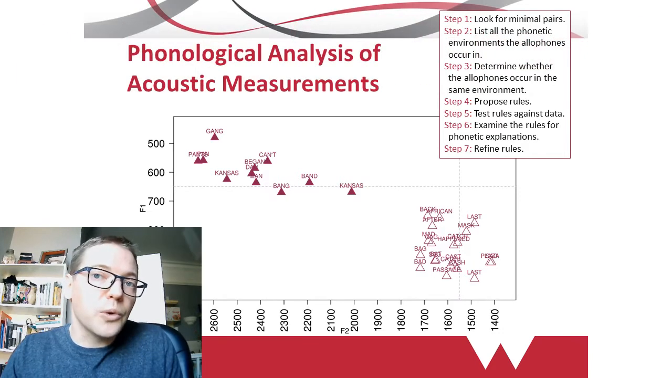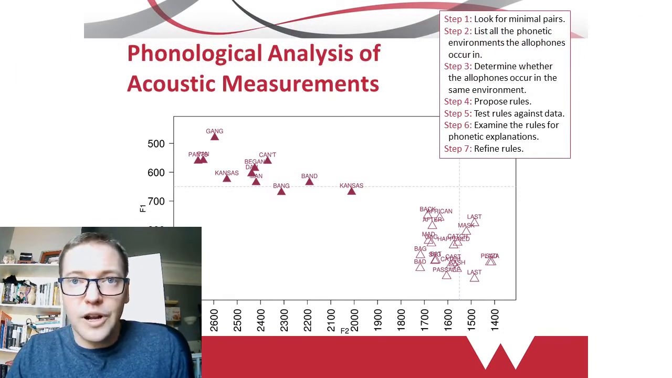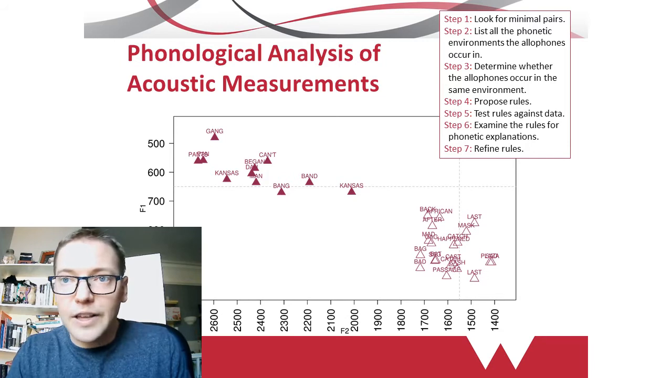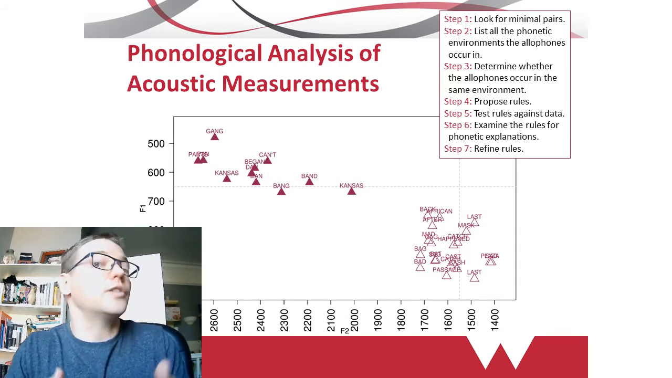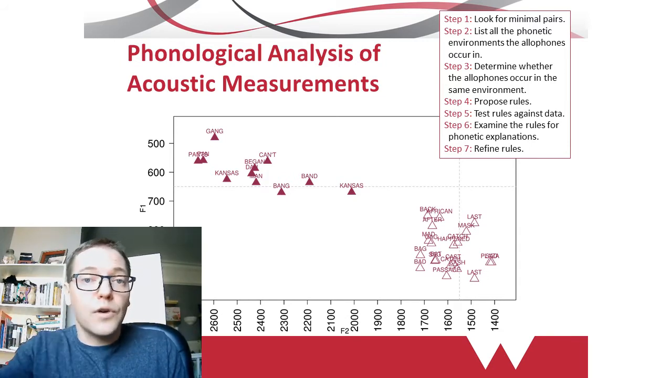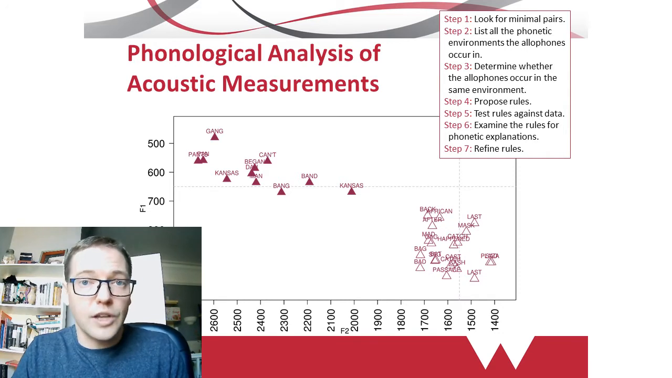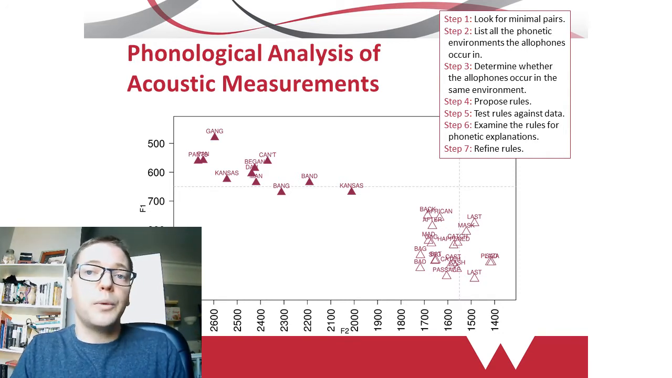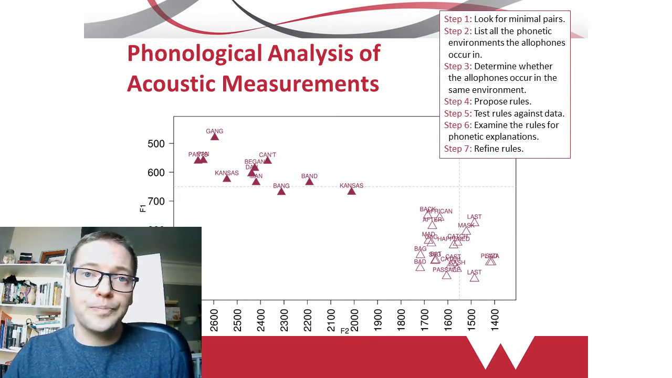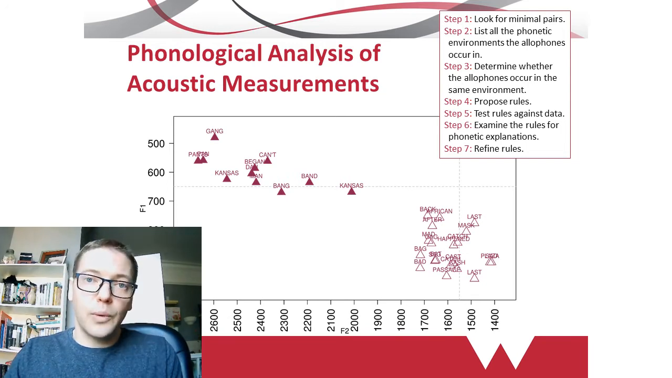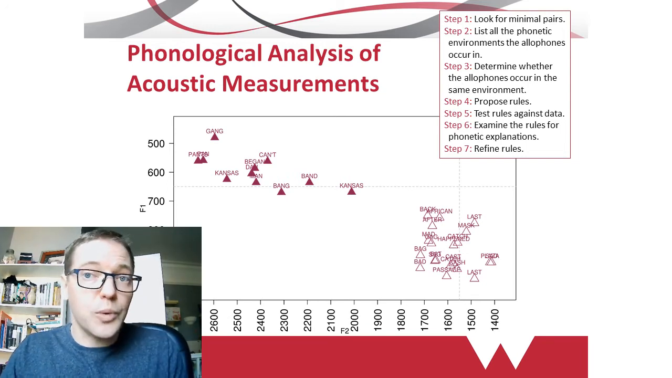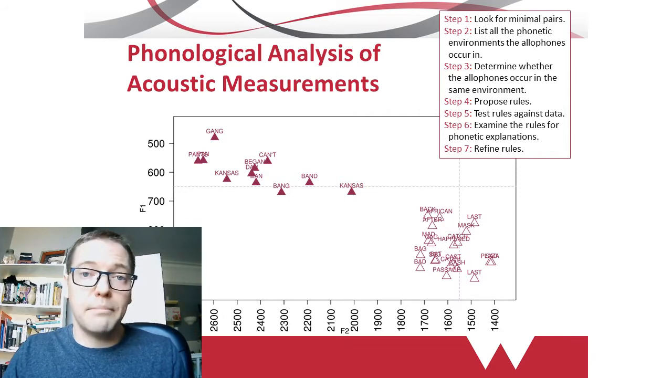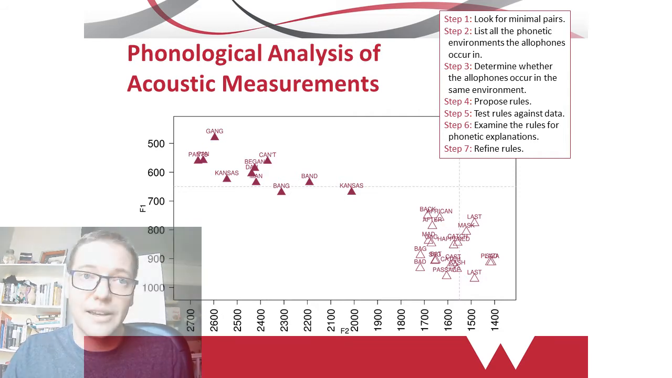Then, of course, we'd test our rules against the data and find that they explain every production we observe. We'd look for phonetic explanations and find that following nasal consonants often result in vowels being fronted or raised in Englishes and cross-linguistically. And if necessary, we'd further refine our rules. So we're actually following the same analytic approaches with acoustic data that we have already mastered for impressionistic data.